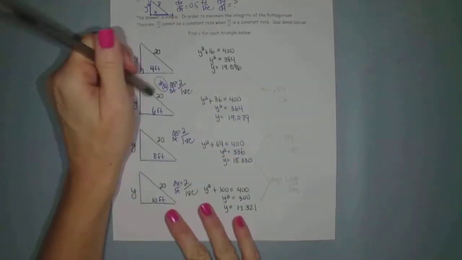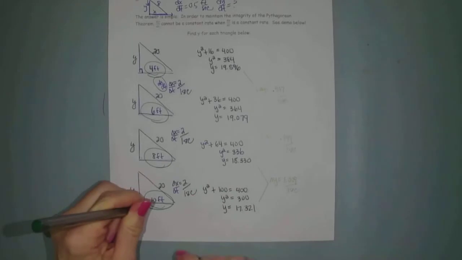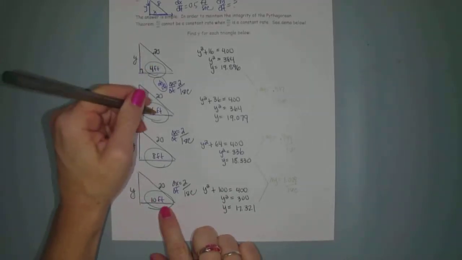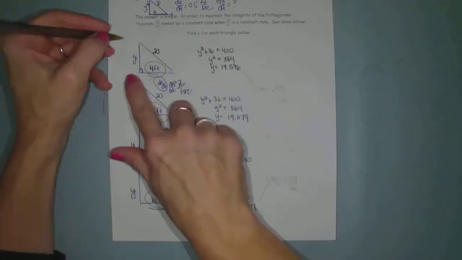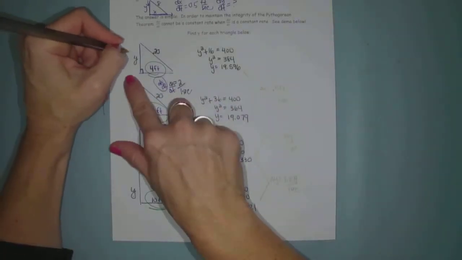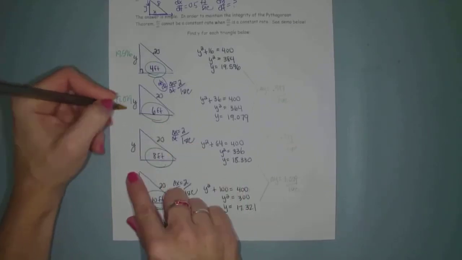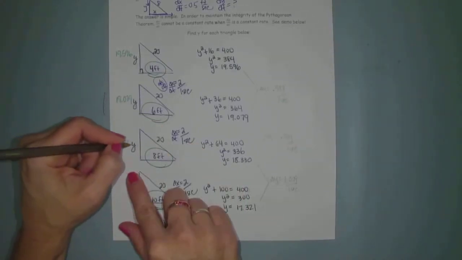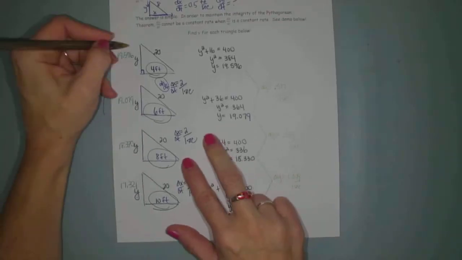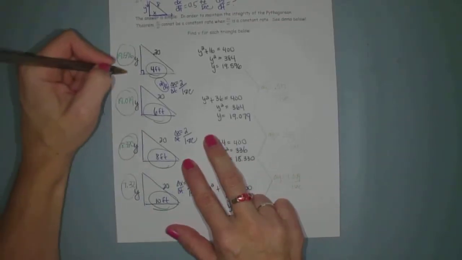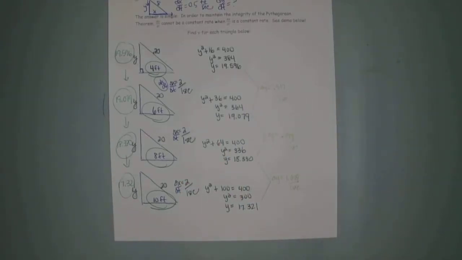So we knew that x was changing. So the change in x over time was 2 feet each second. Now, my y values. This one's 19.596, 19.079, 18.330, 17.321. How quickly are these decreasing with respect to time?